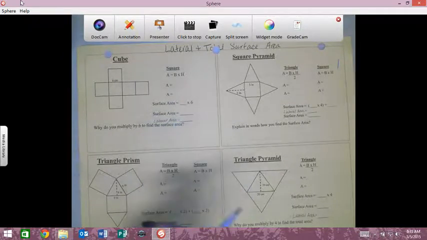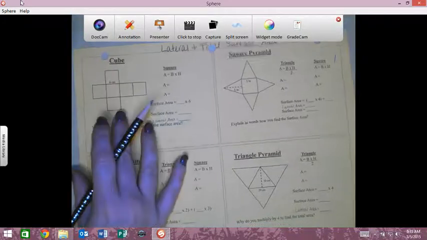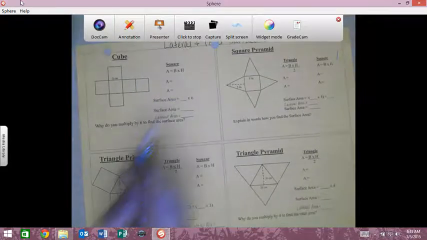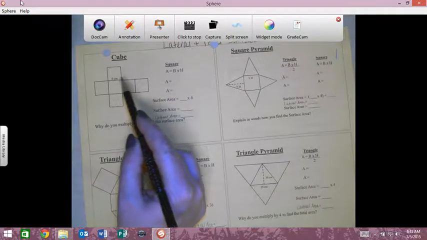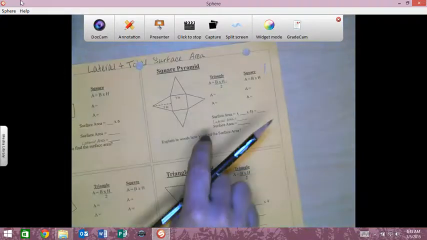So if you haven't done the textbook section yet, you need to make sure that you go back and do those, because they are very necessary, so that you understand all of your vocabulary words that you're going to be hearing. Okay, I've already done a cube on one of the other assignments, and it's actually the exact same cube. It has 6 centimeters. So I'm going to skip over and do a square pyramid with you.